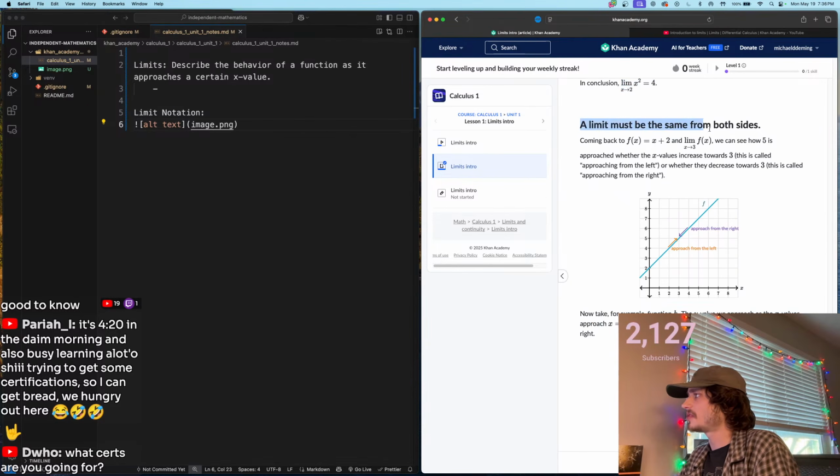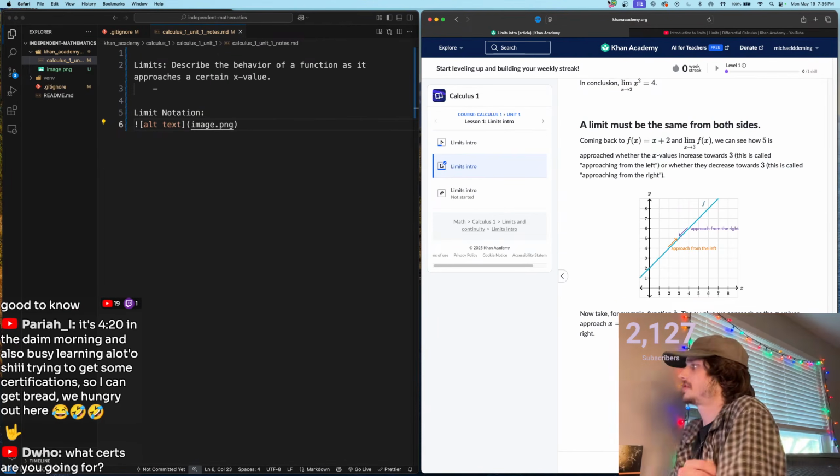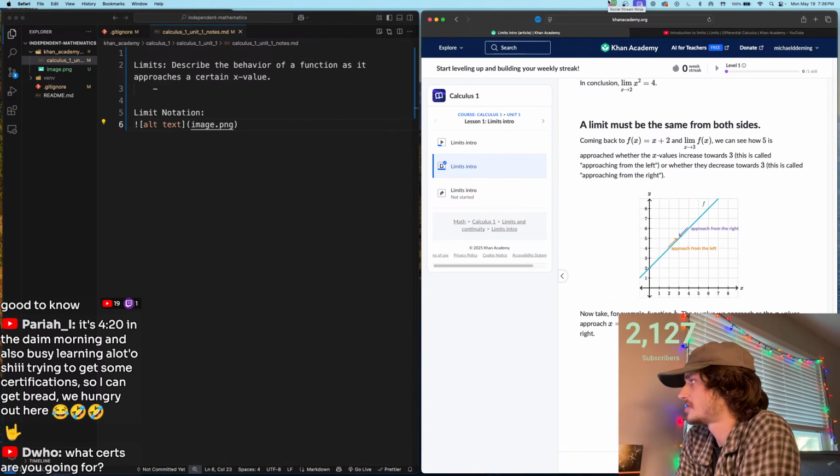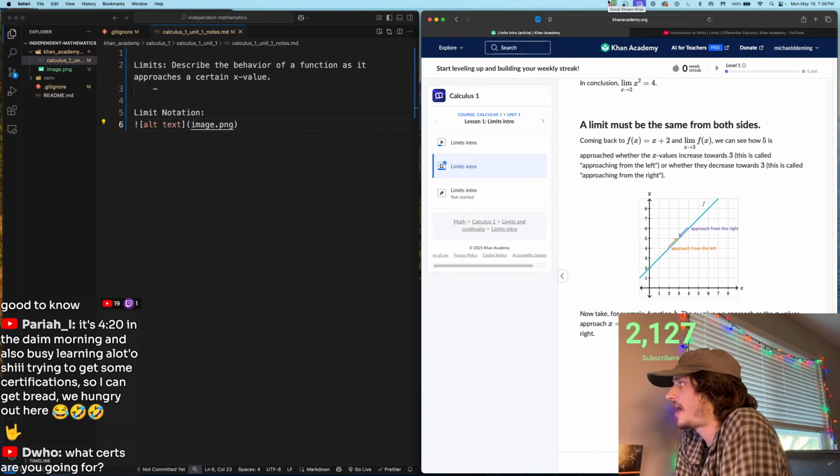A limit must be the same from both sides. Coming back to f of x equals x plus 2 and the limit of f of x as x approaches 3, we can see how 5 is approached when the x value increases towards 3. This is called approaching from the left, and when they decrease towards 3, this is called approaching from the right.